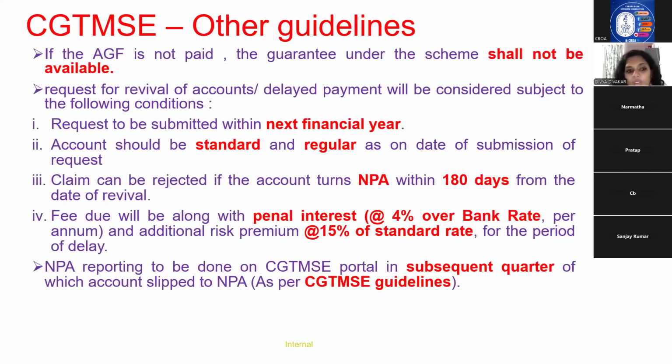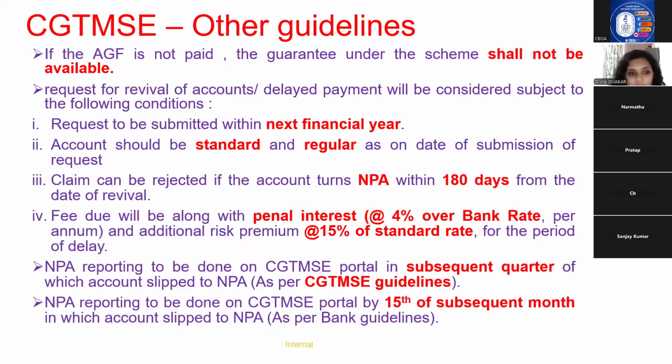Also, whenever the account slips into NPA, reporting has to be done on the CGTMSE portal in the subsequent quarter in which the account slipped to NPA. That is as per the CGTMSE guidelines. Bank guidelines are also there, and we'll discuss that also. As per our bank guidelines, we are supposed to report by the 15th of the subsequent month.